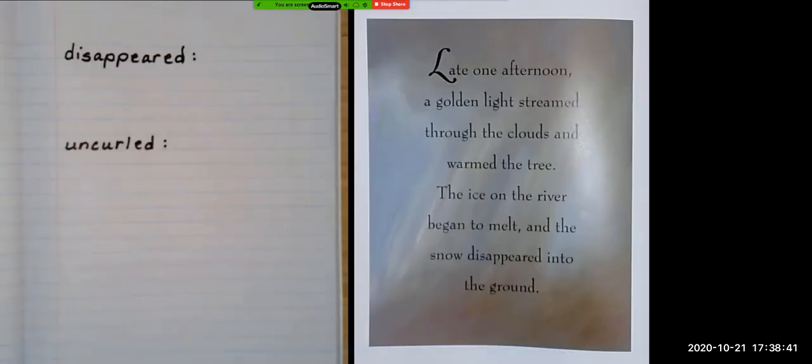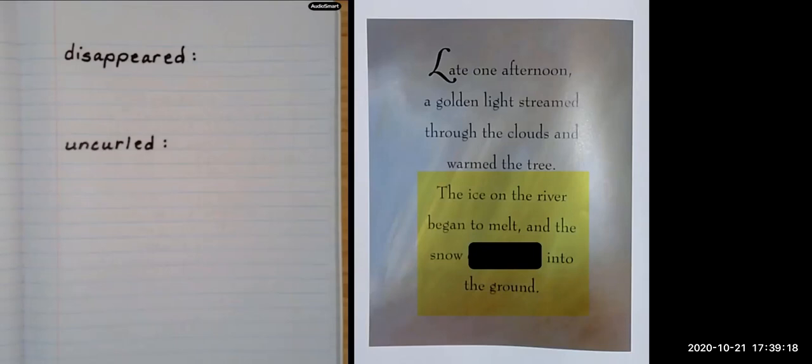Let's examine the word disappeared. When we use the outside-in strategy to examine words, first we look outside of the word in the sentence that surrounds the word. So let's take a look at that. The ice on the river began to melt, and the snow disappeared into the ground. What's going on in this sentence? What's happening to that snow?